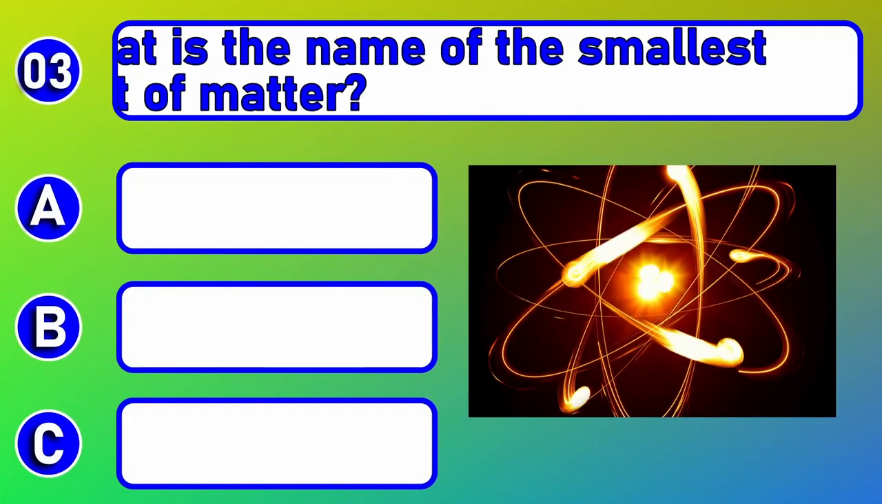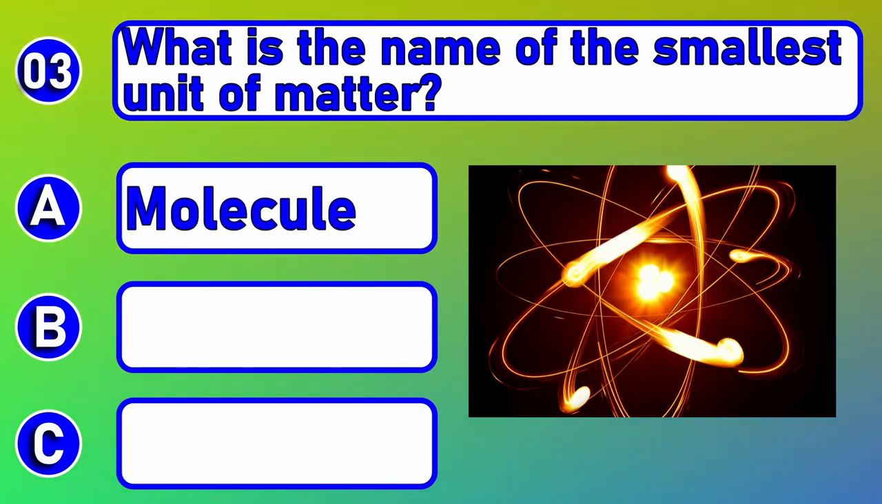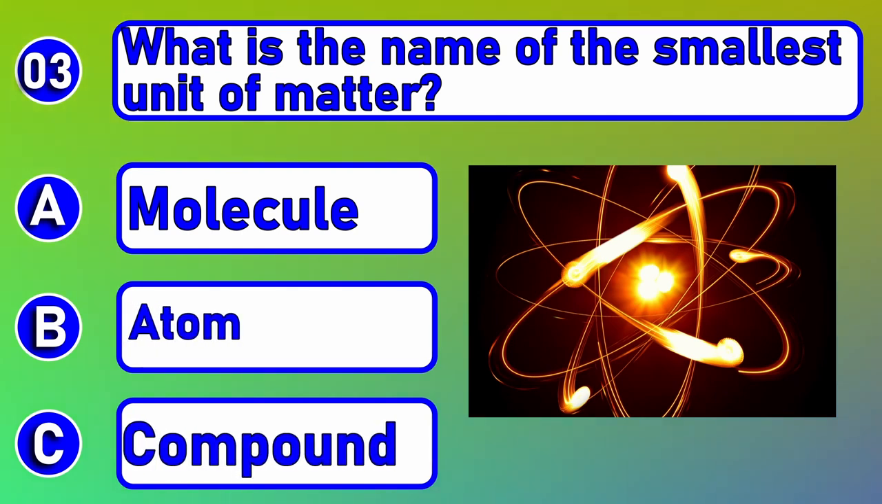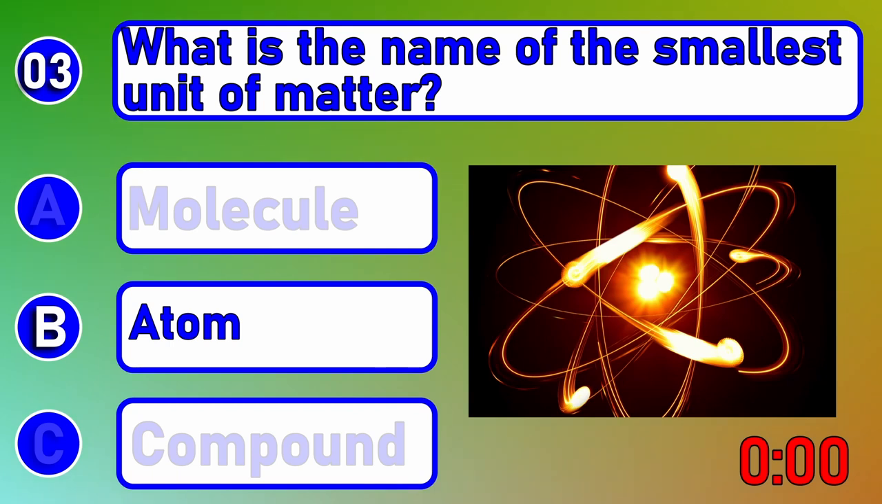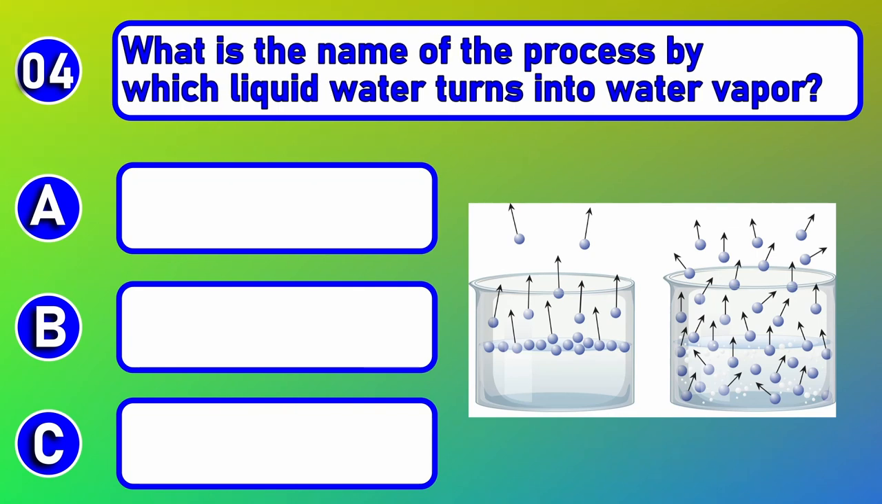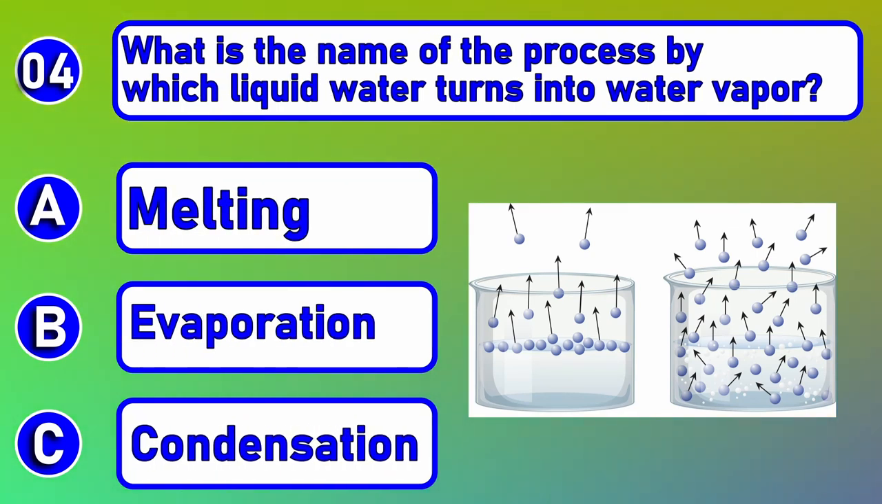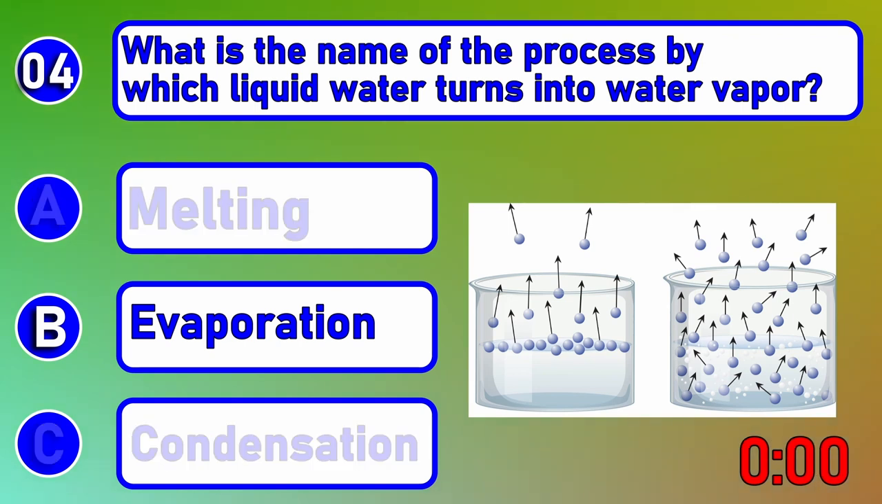Question 3. What is the name of the smallest unit of matter? Is it a molecule, an atom, or a compound? And that would be B, an atom. Question 4. What is the name of the process by which liquid water turns into water vapor? Is it melting, evaporation, or condensation? And that is B, evaporation.